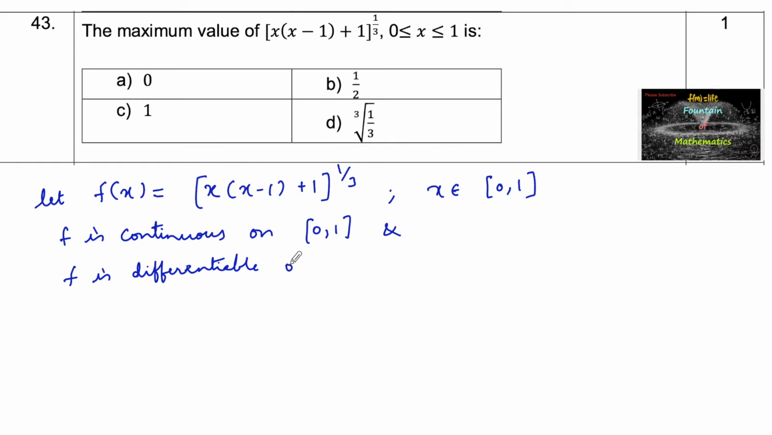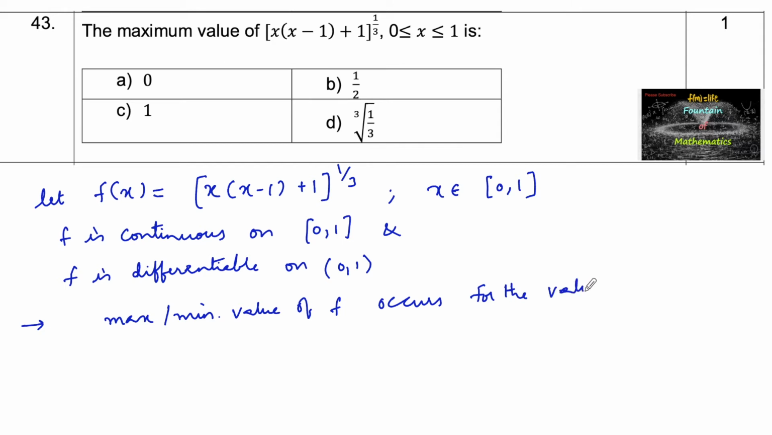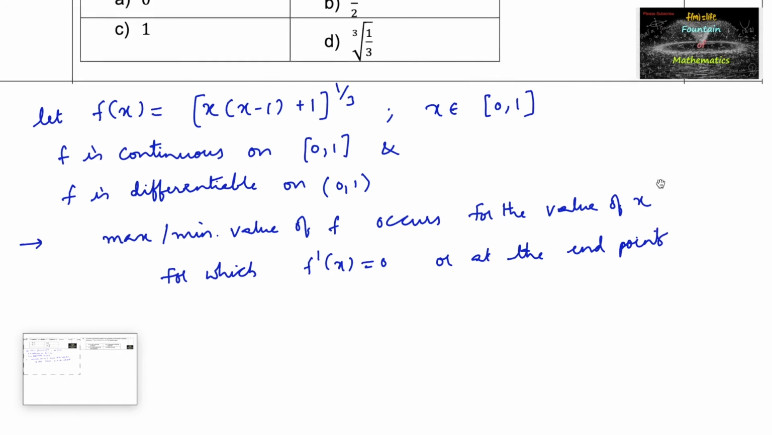F is differentiable on the open interval 0 to 1, and the maximum or minimum values of the function f occur for the value of x for which f dash of x is equal to 0, or at the endpoints of the interval. So let us differentiate the function and find the value of x for which f dash of x is 0.